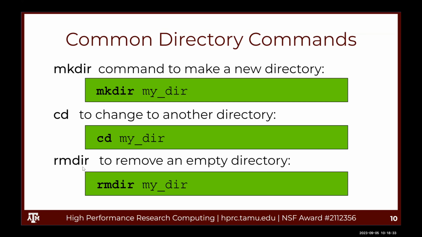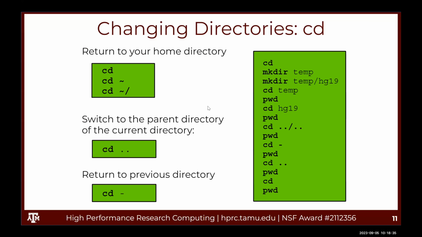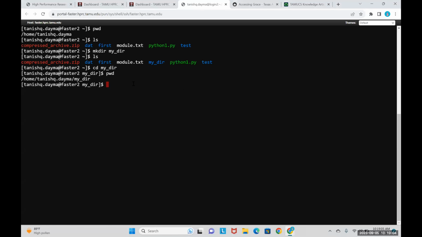Next command is rmdir, but this one I will be explaining in a minute. First, I would like to discuss a few of the change directory commands. At any given point of time, let's say you are somewhere and you don't know where, and you just want to go back to the home directory, the easiest way is to type cd. If you don't know where you are, you just want to go back, just type cd, and cd with a tilde or cd with a tilde slash also does the same thing. Right now I'm in my_dir. If I type cd and enter, I'll be back.